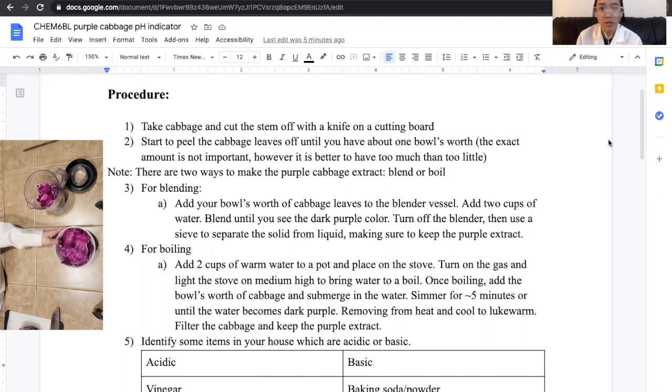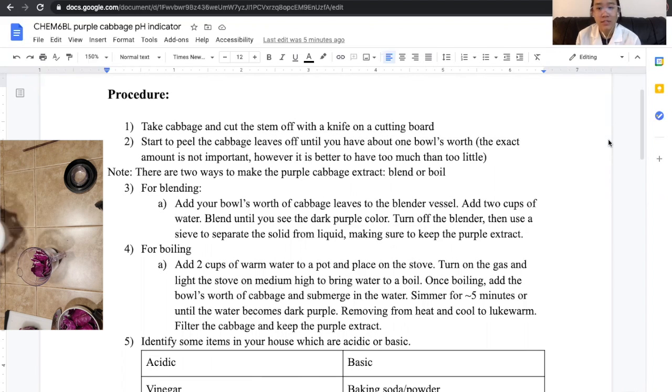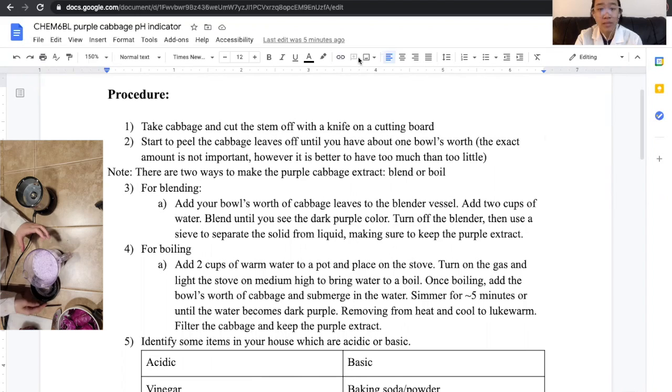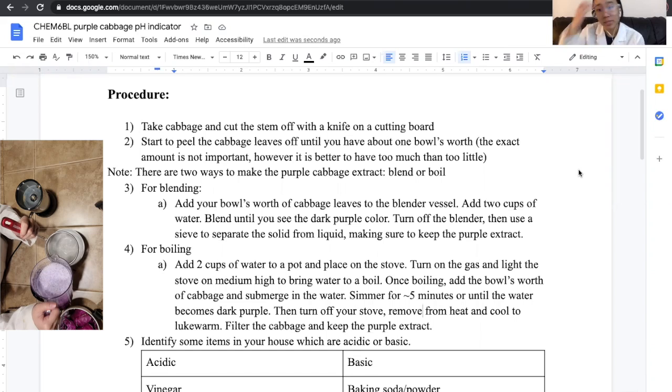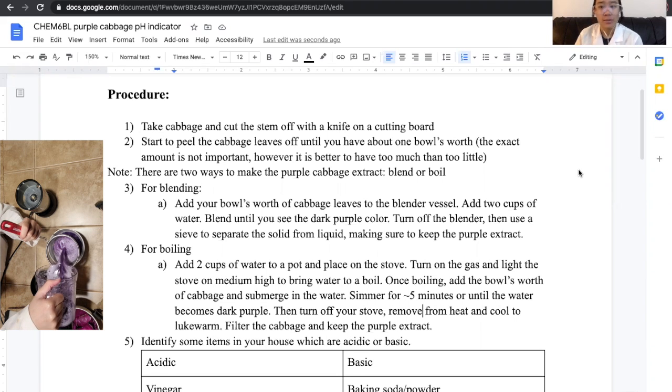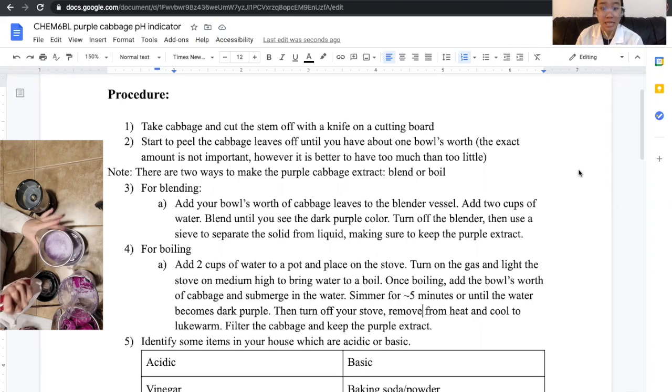So in step 3, you're going to blend it. Add your bowl's worth of cabbage leaves to the blender vessel, then add 2 cups of water and blend until you see the dark purple color. Once you see that dark purple color, you can turn off your blender and use a sieve to separate the solid from the liquid. What you want to keep is the liquid, because that contains the liberated molecule from the purple cabbage, and you're going to use that as your pH indicator.